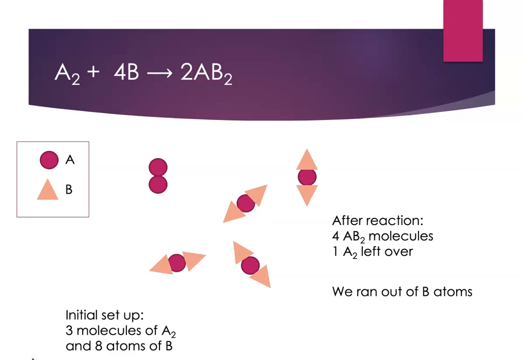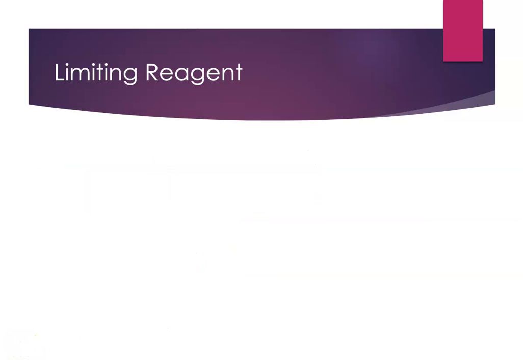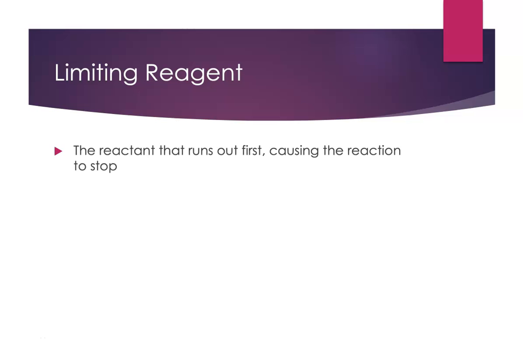So I ran out of B, and therefore I can't make any more products. And this is really the idea of the limiting reagent. I had to stop making products because I ran out of one of my ingredients. In a real-world situation, we don't always put our reactants together in exactly the right proportions. We often have one reactant that runs out first. We call this the limiting reagent. And because we've run out of this, the reaction has to stop, and we can't make any more product.